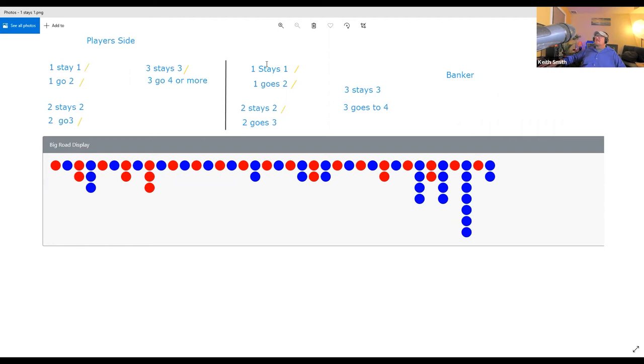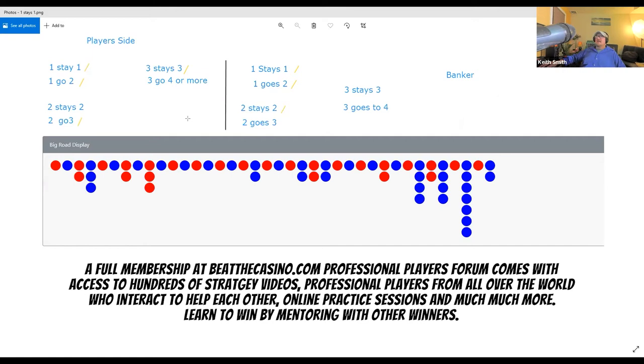Draw, and I want that. Okay, so this is our one stayed one on player. So I'm going to mark one stayed one on banker. On banker, I'm sorry. So that's going to go there. Then we went over to player, and one stayed one on player. That's correct. Now we got two.